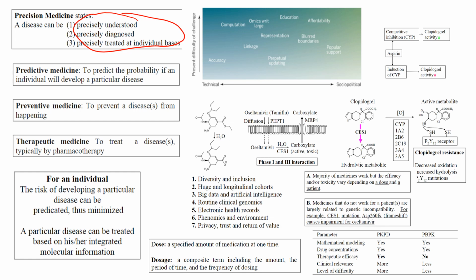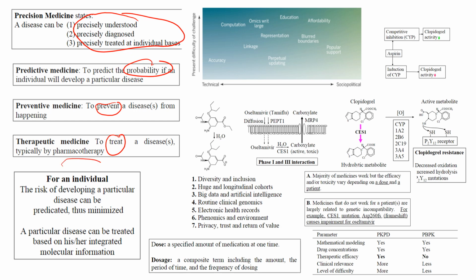Predictive medicine is used to predict the probability an individual will get a disease, whereas preventative medicine is to prophylactically prevent diseases when we can predict they're happening. And therapeutic medicine is used to treat diseases that a patient does have. And that's almost always through pharmacotherapy.